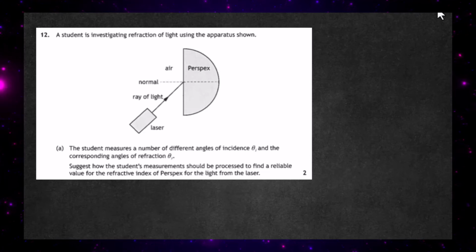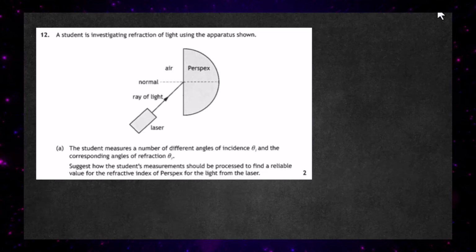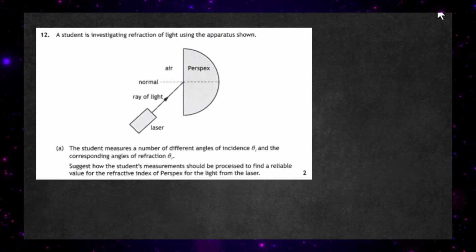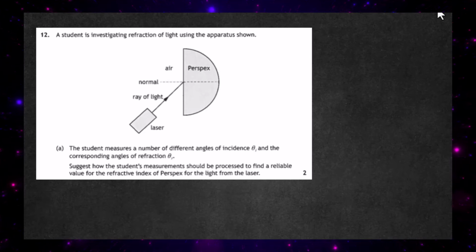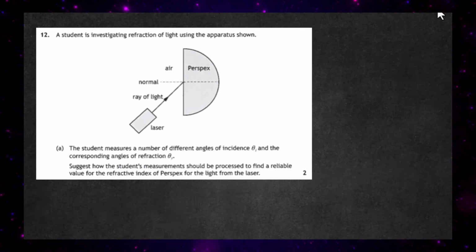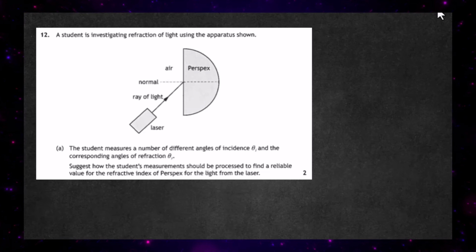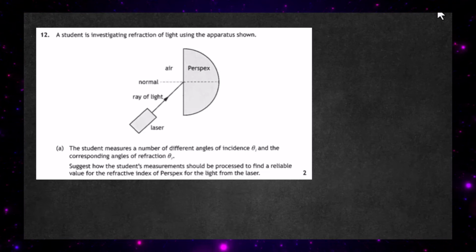Question 12 from Paper 2 of the 2024 Higher Physics Examination from the SQA. A student is investigating refraction of light using the apparatus shown. You've got a semicircular perspex block.